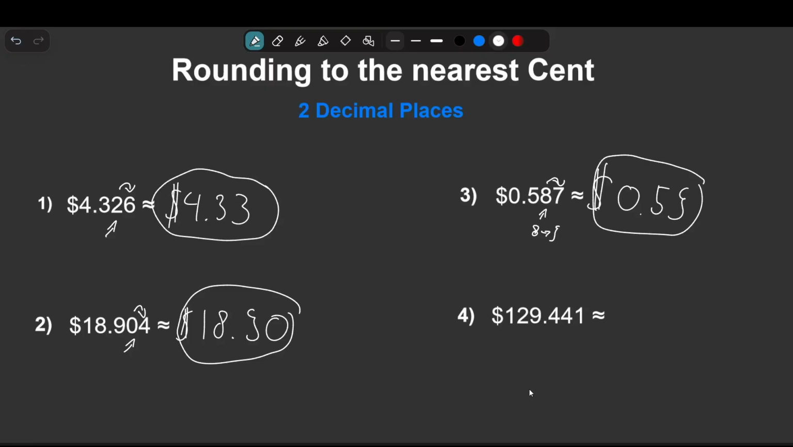Now for the last example, we have $129.44 or 45 cents. The first thing we do again is look at our hundredths place. We have a 4. Is this 4 going to stay the same or is it going to turn into a 5? Now we look one digit to the right, where we have a 1. Again, for the last time, 4 or less stays the same and 5 or more means rounding up. In this case we have a 1, so it will stay the same. Our final answer will be $129.44.